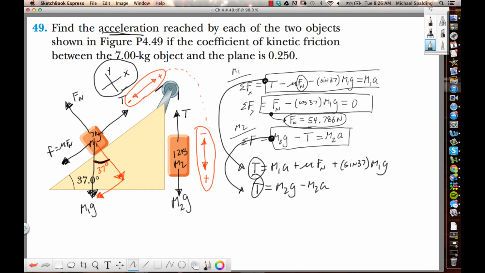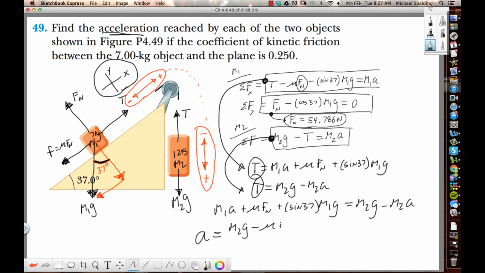All right, what do we know about these tensions? They're equal. So if the tensions are equal, that means that this and this are equal, right? So set those equal. So that's going to give us m1a plus mu fn plus sine 37 m1g equals m2g minus m2a. And what's the only thing missing in this equation now? A. All right, so solve for A. I'm out of room, so I'm going to do this in one step. A is going to be m2g minus mu fn minus sine 37 m1g, all over m1 plus m2. So you plug the numbers in there, and your acceleration comes out as 3.3.